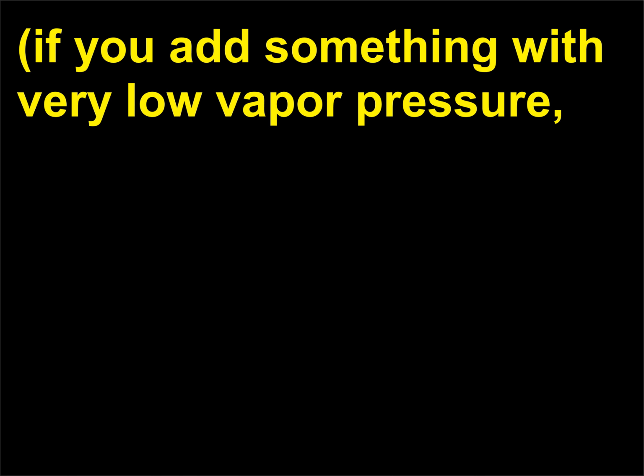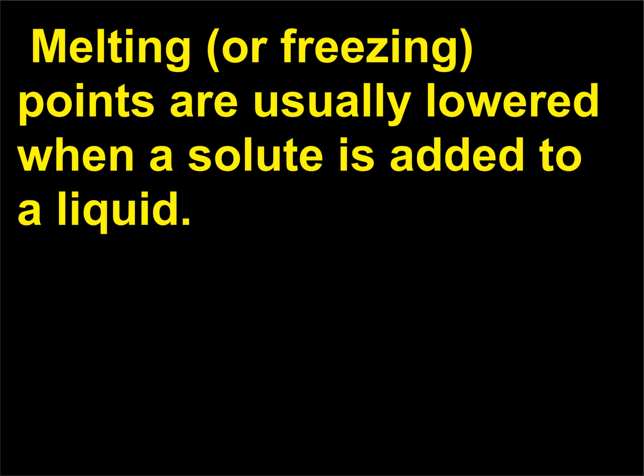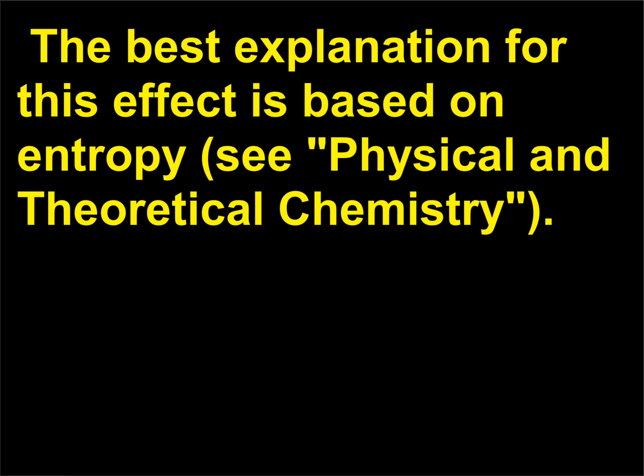If you add something with very low vapor pressure, the average vapor pressure of whatever liquid you're adding it to will go down. Melting, or freezing, points are usually lowered when a solute is added to a liquid. The best explanation for this effect is based on entropy, see physical and theoretical chemistry.